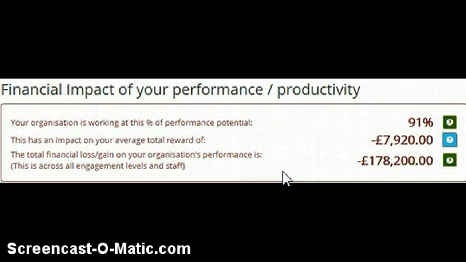So what is the impact of the lack of performance financially to the organisation? Well, in this case, the organisation is only working to a 91% potential. The impact of that is £7,920. The way that this is calculated is we've got a high percentage of people who are on level 4 and on level 3.